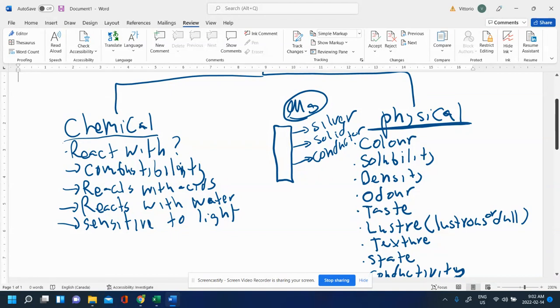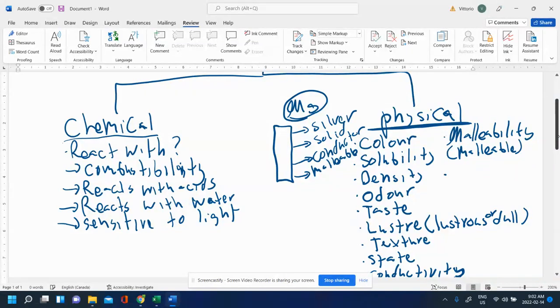Another thing you might sometimes see, and I didn't really write this out yet, is the term malleability. Can you pound it into sheets without breaking it? Is it malleable? Malleability is another physical property you could use to describe substances. And so magnesium, you can actually pound it into sheets without breaking it. So it is malleable as well.